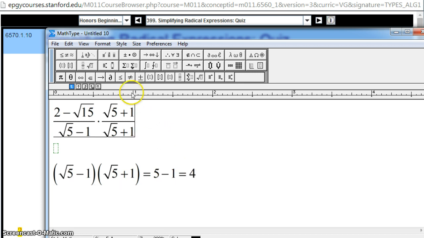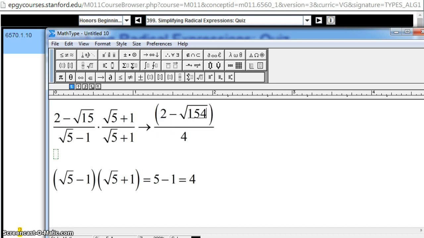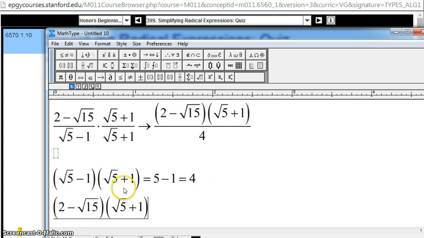So this, I'm not going to put an equal sign, I'm going to put an arrow because it's not an equation. So when the denominators multiply, we get rid of that root sign, and we're just left with 4 on the bottom. On the top, we are left with 2 minus root 15 times root 5 plus 1. And if you want to simplify this, we can do that. This is probably okay, but let's see what happens if it can get any simpler.